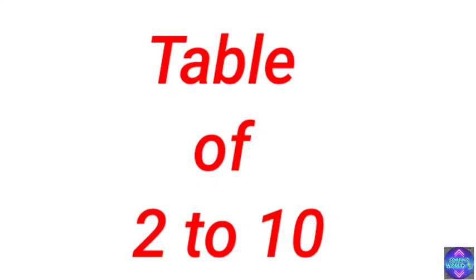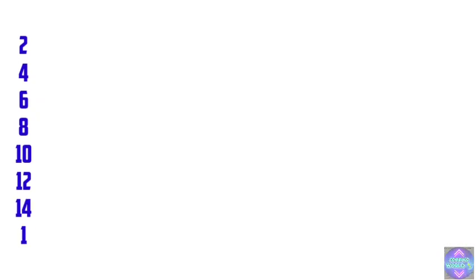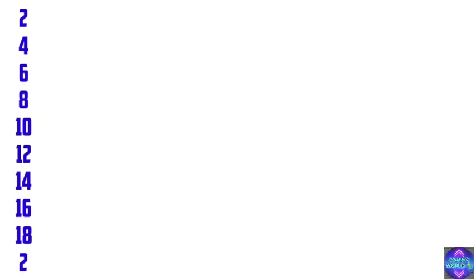हेलो बच्चों, आज हम सीखेंगे टेबल ऑफ 2 to 10। 2 ones are 2, 2 twos are 4, 2 threes are 6, 2 fours are 8, 2 fives are 10, 2 sixes are 12, 2 sevens are 14, 2 eights are 16, 2 nines are 18, 2 tens are 20.